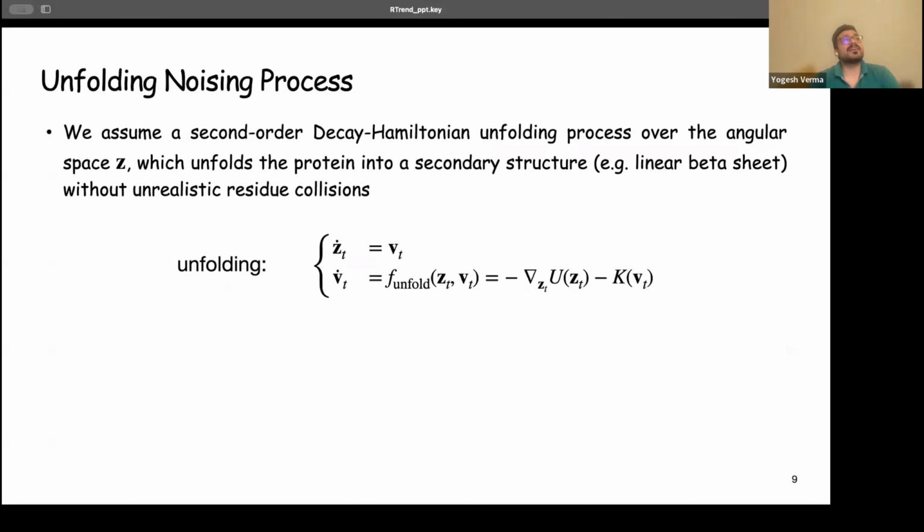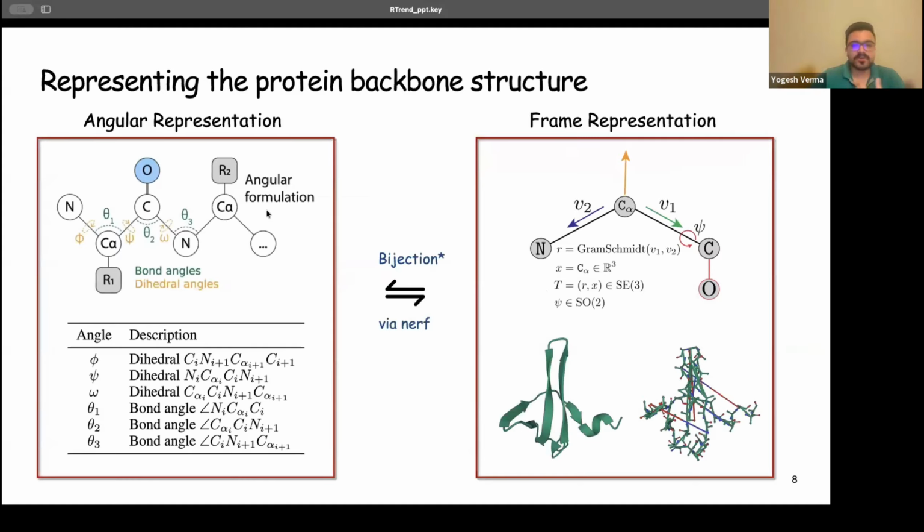And we use a Hamiltonian-based unfolding process over the angular coordinates to unfold into a secondary structure. One of the perks of this angular representation is that it maintains the connectedness between the individual consecutive residues, because it is based on certain bond angles between the residues. So it maintains a backbone structure. It implicitly induces a certain backbone structure already, because it does not depend independently on each of the residues. Whereas the frame representation is independent of each residue. It doesn't define the connectedness, but the angular representation does. That's why it is easier to preserve the topological or structural integrity.